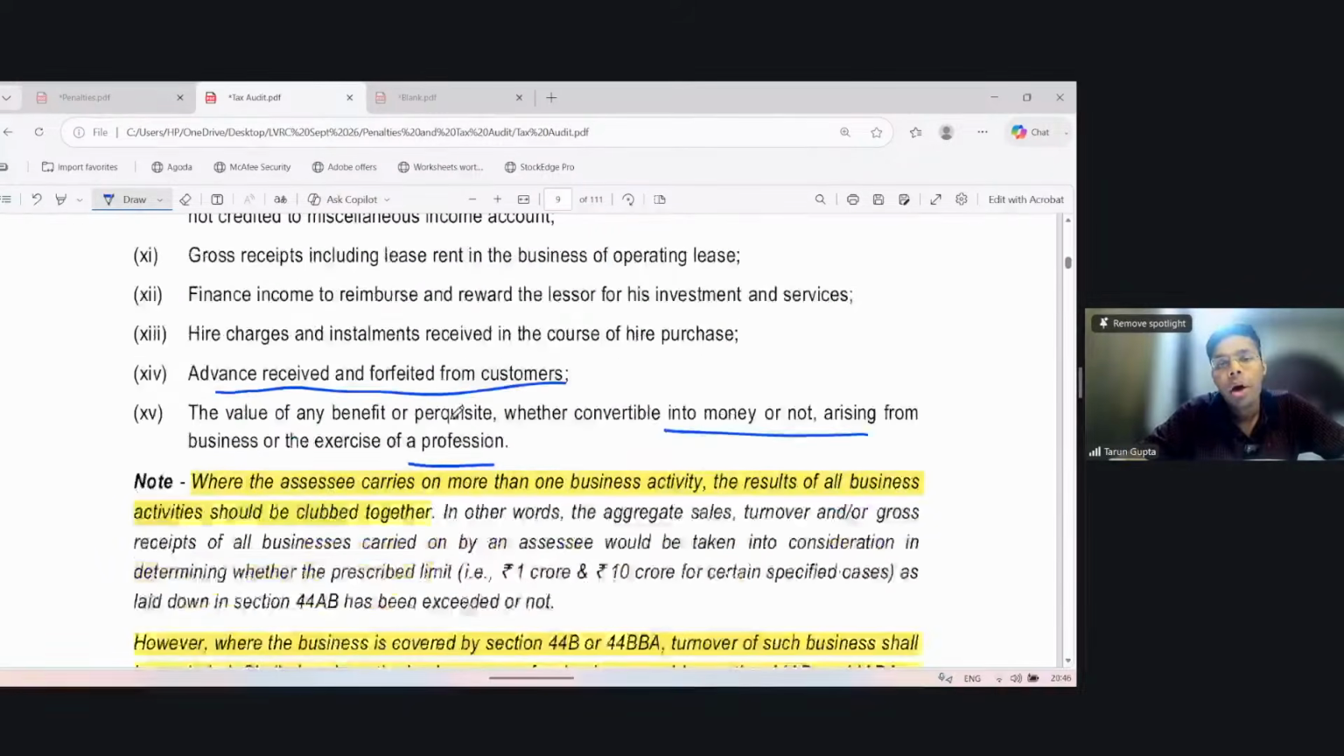Okay. Now, if the assessee has more than one business, then this limit shall be considered by aggregating the turnover of all businesses. This limit is assessee-wise, not business-wise. Okay. So where the assessee carries on more than one business, the results of all business activities should be clubbed together.